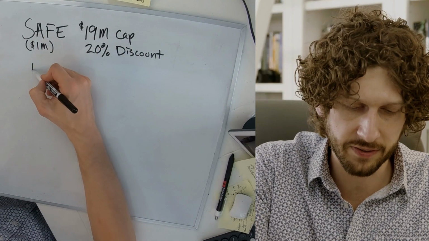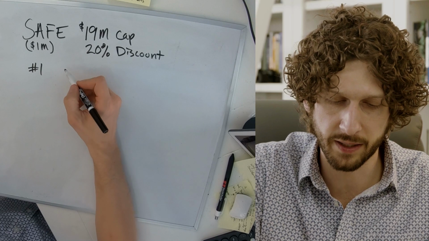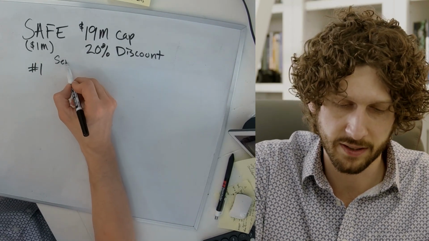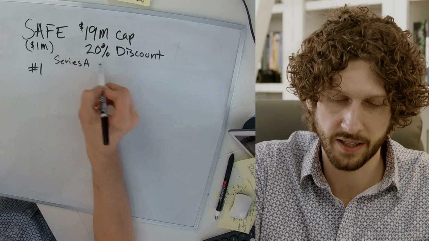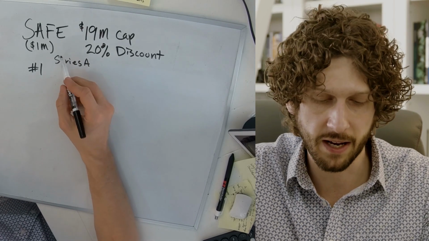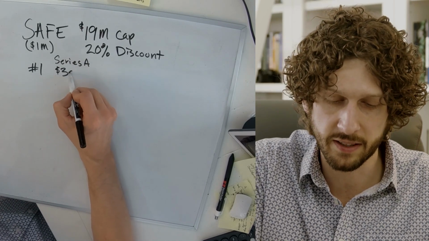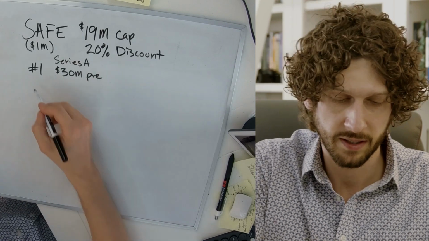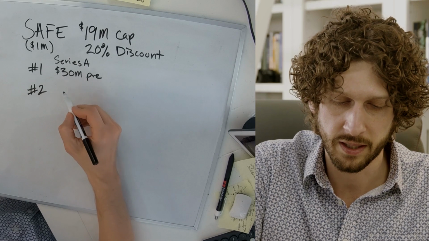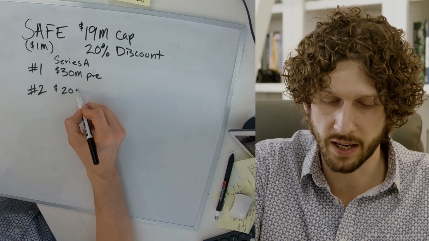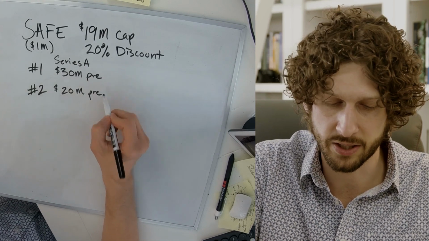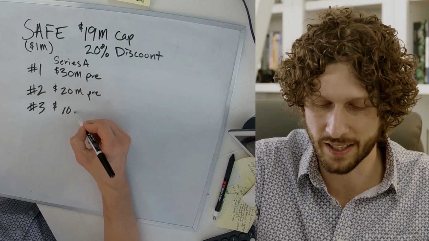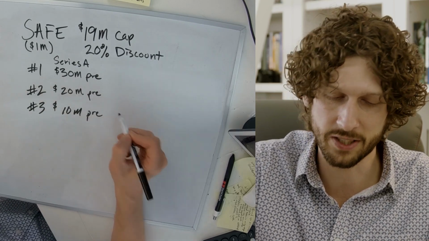All right, so we have different outcomes. So outcome number one, the company goes out, they raise a Series A round. Series A, hooray. So they raise a Series A round, and let's say they raise it at a $30 million pre-money valuation. Outcome number two, they raise at a $20 million pre-money valuation. Outcome number three, they raise at a $10 million pre-money valuation.